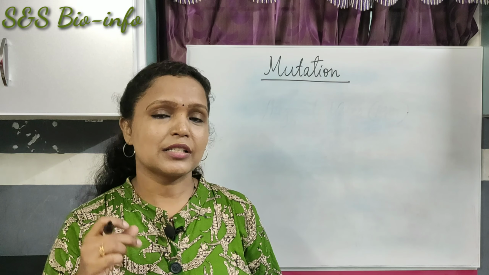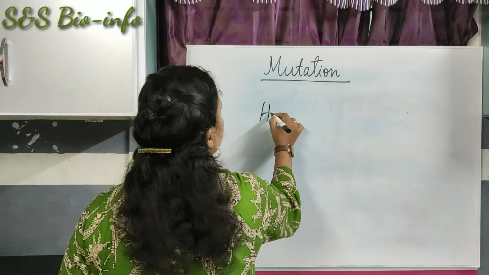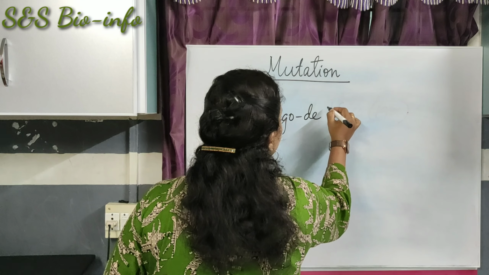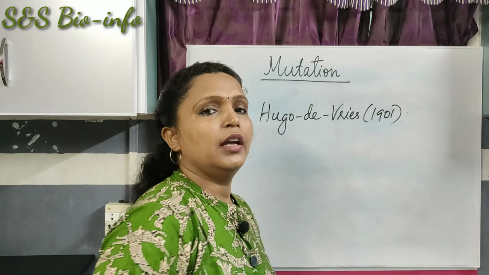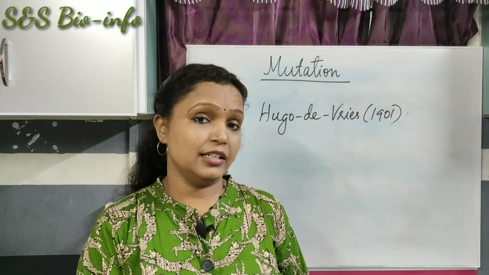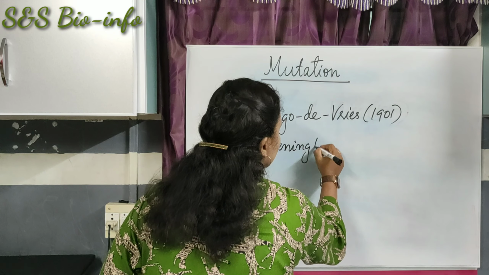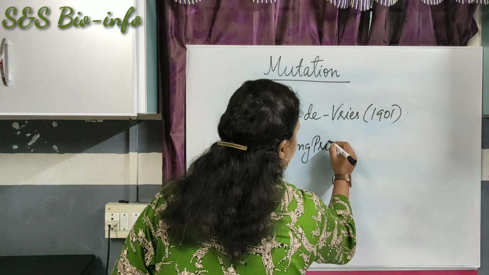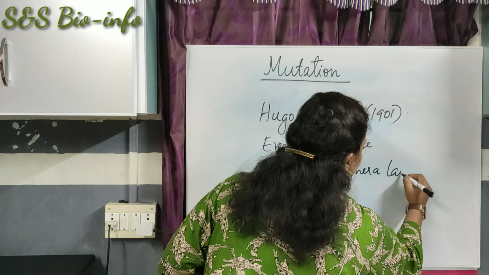The term mutation was coined by Hugo de Vries in 1901. He observed a number of mutations in the experimental material evening primrose. What was his experimental material? Evening primrose. Its scientific name is Oenothera lamarckiana.